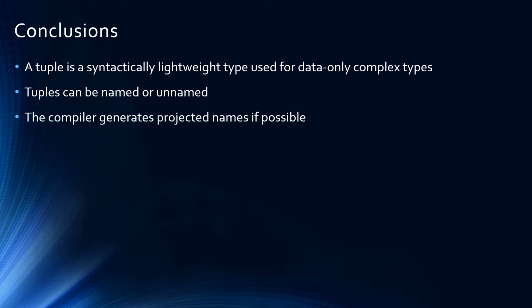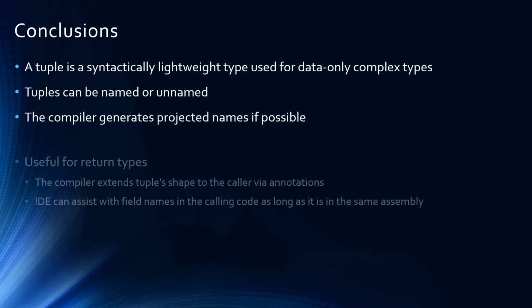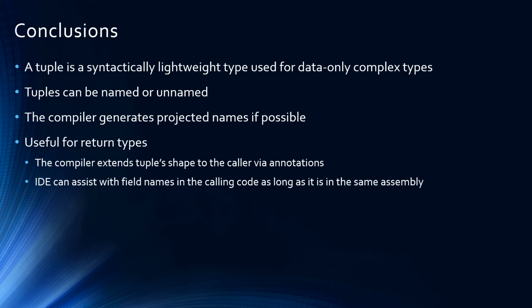This is very useful for return types, and what's really cool about it is that the compiler includes metadata or annotations in the tuple's definition so that the calling code can know what the field names are, and the IDE, Visual Studio, can also provide assistance by auto-suggesting the names of the fields, because they're included in an annotation. All right, I hope you enjoyed our discussion of tuples. Pretty interesting capability in C# where we can define a simple data composite on the fly with very simple syntax.